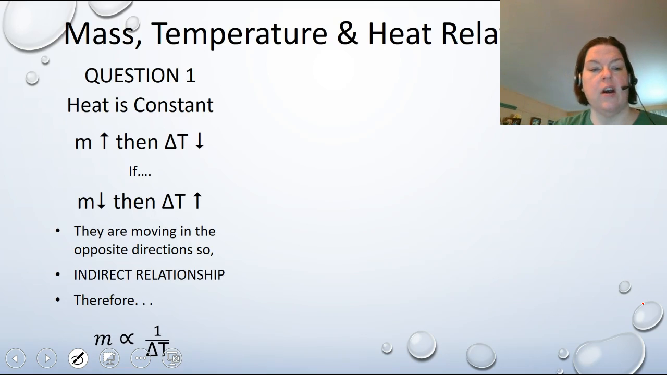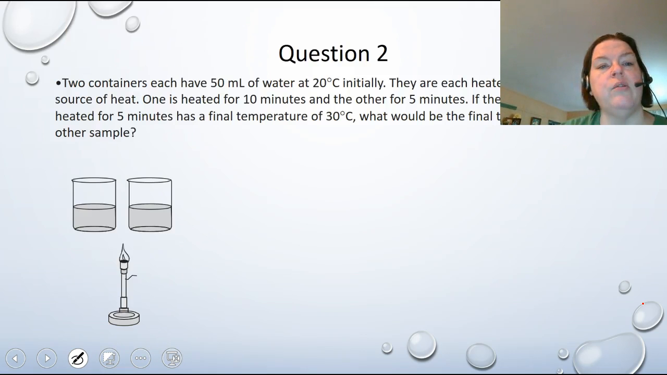All right, let's go on to question number 2. Two containers each have 50 milliliters of water at 20 degrees initially. They are heated with the same source of heat. One is heated for 10 minutes and the other for 5 minutes. If the container that was heated for 5 minutes has a final temperature of 30 degrees, what would be the final temperature of the other sample?